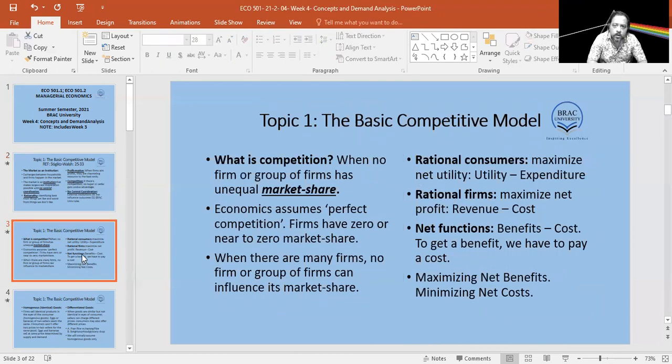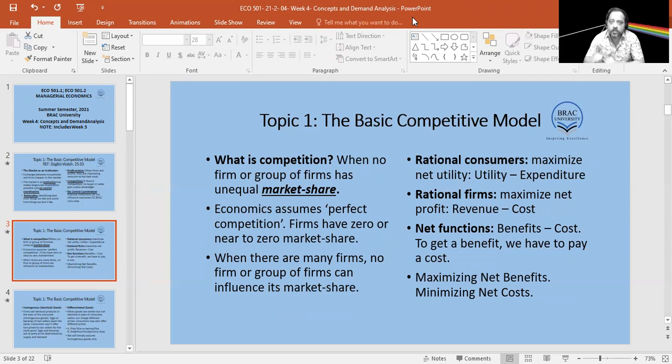Now, the first question we want to ask is, what is competition? When no firm or group of firms has unequal market share. What does that mean? Economics assumes perfect competition. Firms have zero or near to zero market share. Suppose the total transactions in a market is 100 million units. If I have a farm and the farm has, say, 1,000 transactions in the 100 million, then my total market share is almost near to zero. It will never be equal to zero, but it will be near to zero.